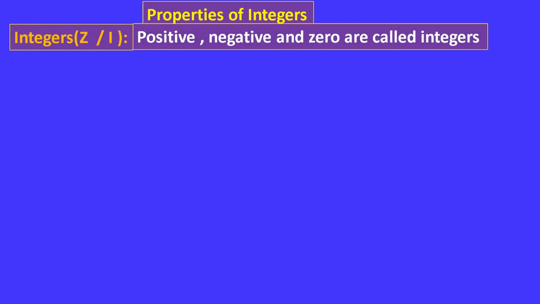Positive, negative and 0 are called integers. The integers are denoted by Z or I.